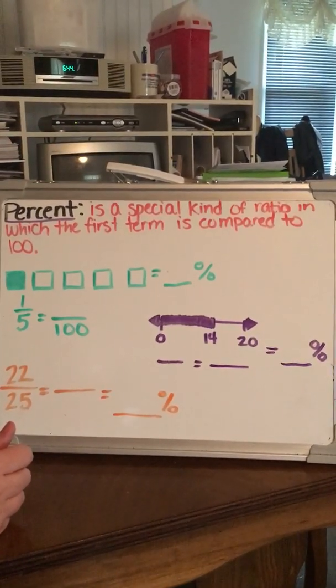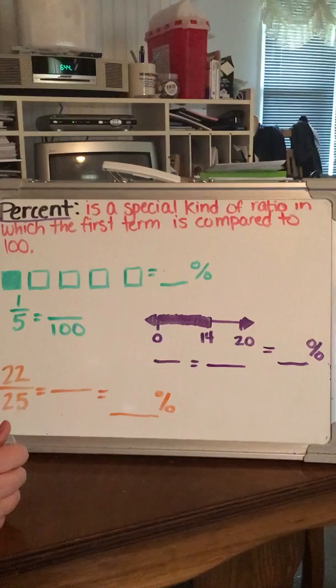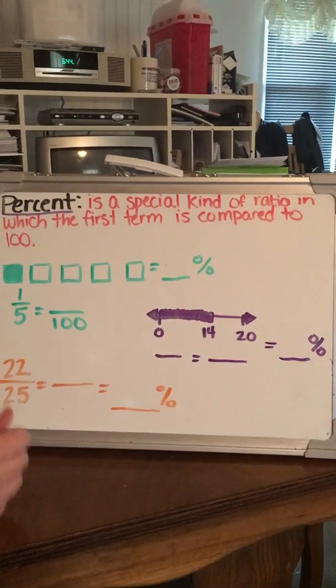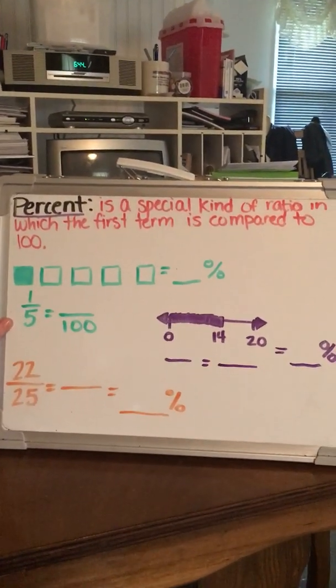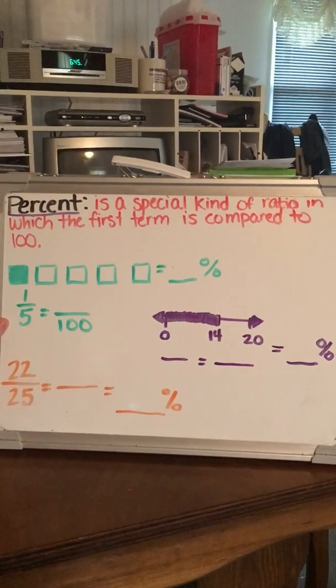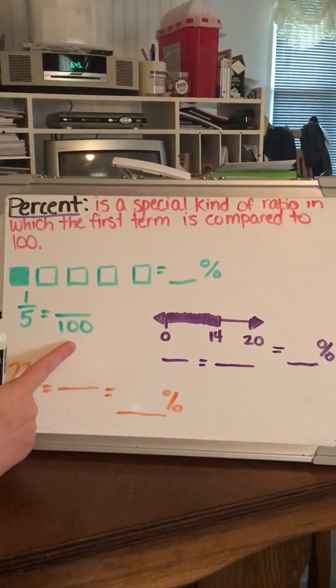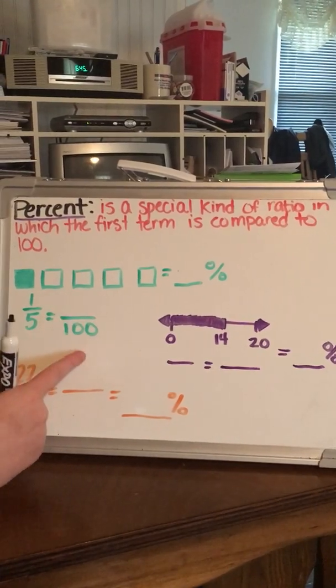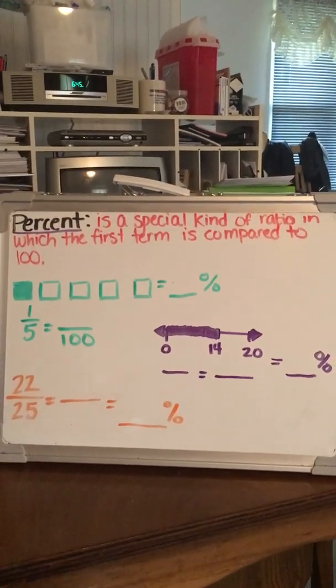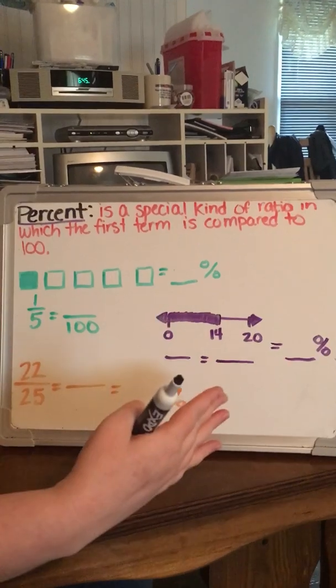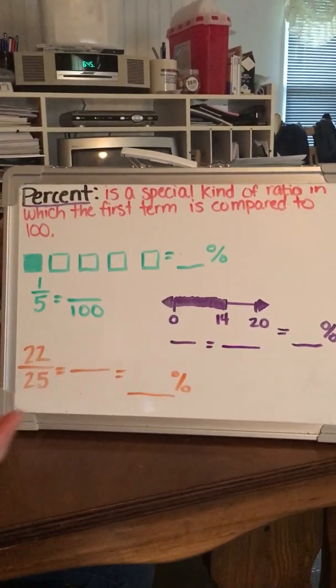So let's look at this. I want to find the percent that is shaded here. Well, I found the fraction that is shaded. It's 1 out of 5. That's what's shaded here, 1 out of 5. But remember, percents are always out of 100. So let's talk about how we could get from 1 out of 5 to 100%.